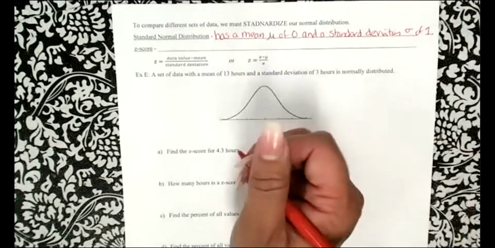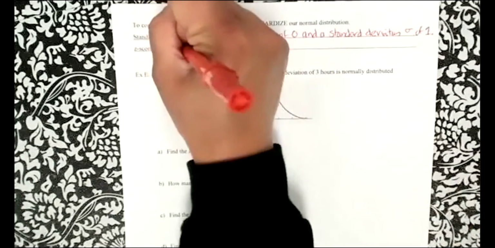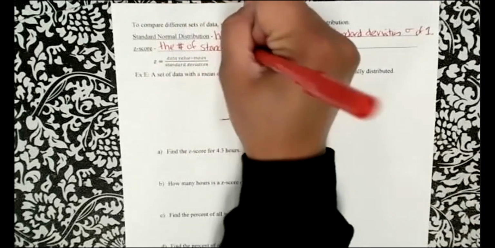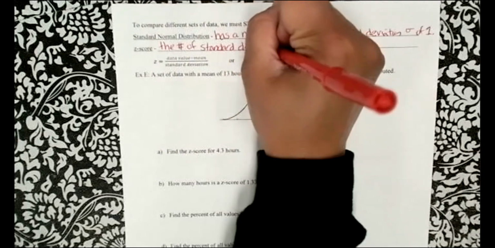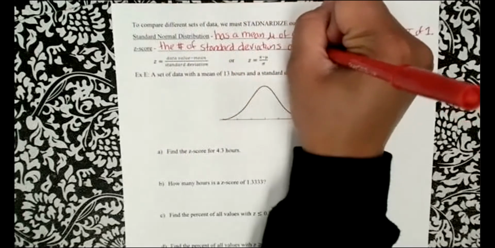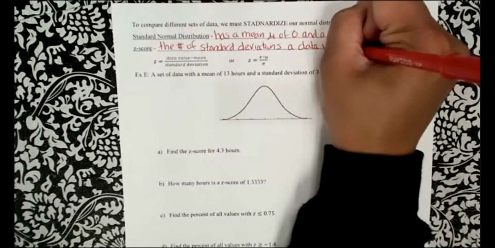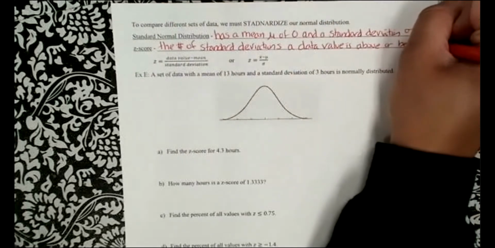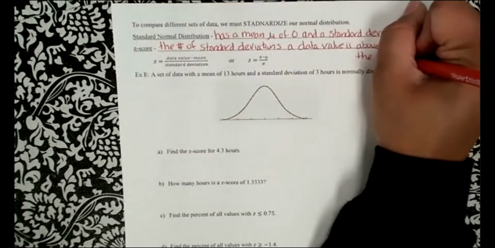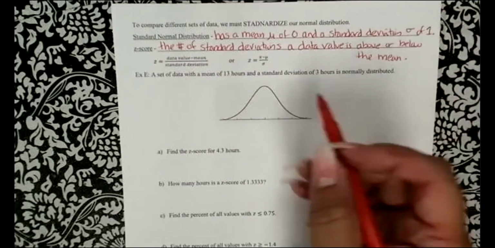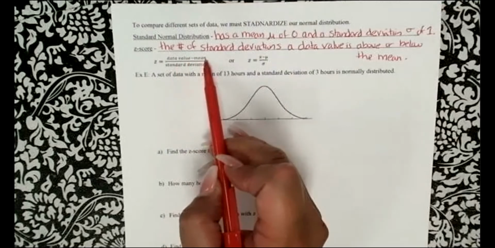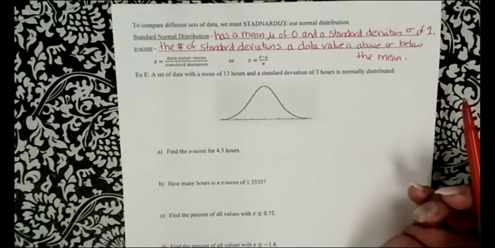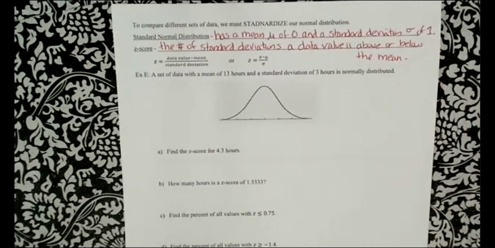The Z-score is known as the number of standard deviations a data value is above or below the mean. And it's going to be the data value minus the mean divided by the standard deviation. We will be using our calculator and Desmos on this.